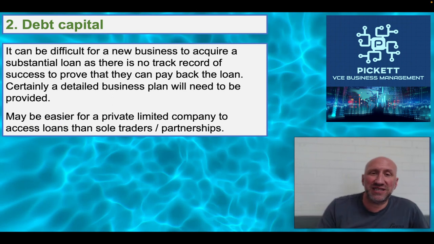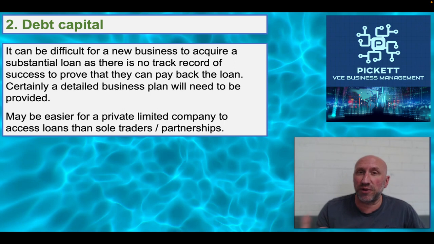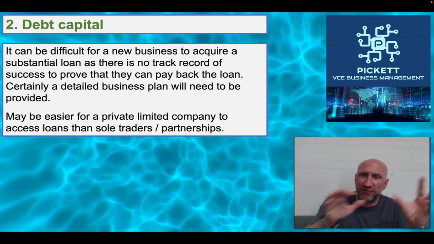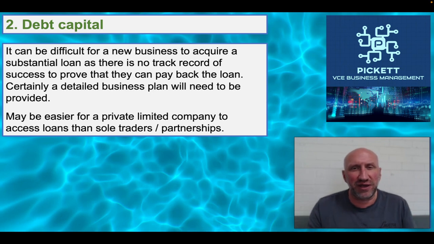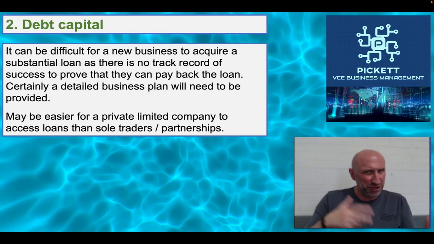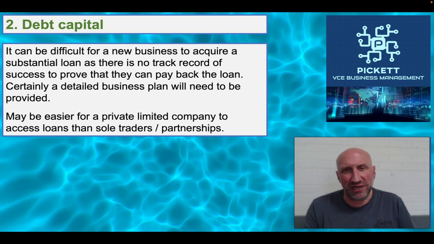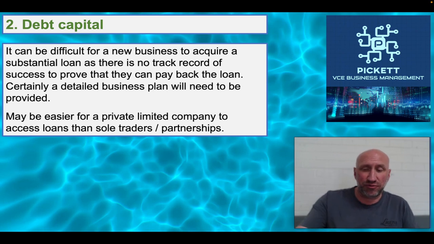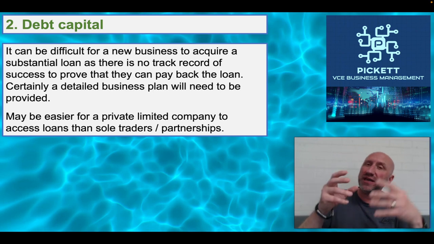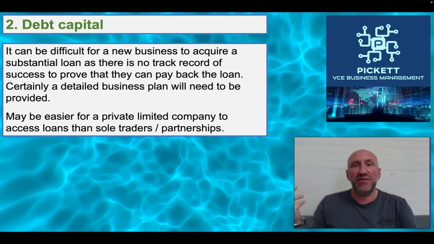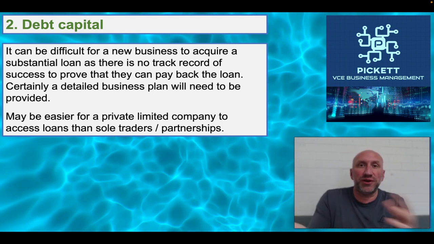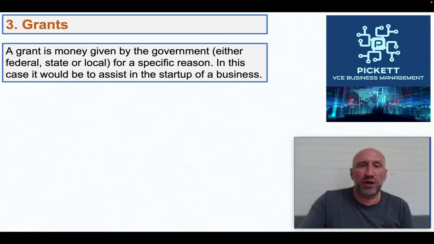It might be easier for a private limited company to access loans than sole traders or partners, just because of that incorporation and the legal separation of the owners and the business, and the fact that if you're a private limited company, you've jumped through more hoops. It's more regulated than sole traders and partnerships. So that can add to your ability to get the loan if you set up as a private limited company, which again, when you're making the choice about business structure, is another factor that might lead you in one direction or the other.